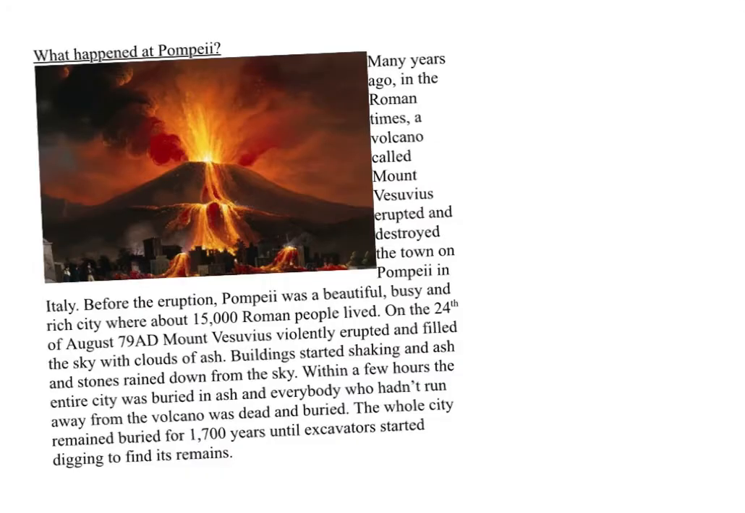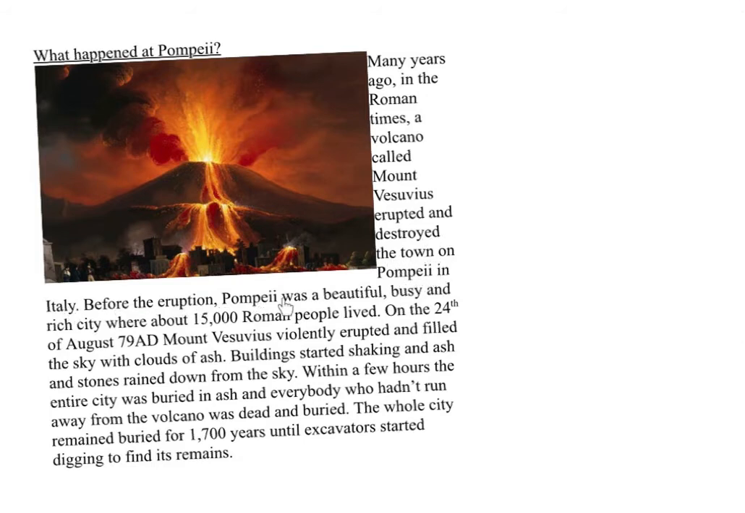So this section is all about the eruption at Pompeii, the story that we're going to start reading properly, the fiction one, tomorrow. But we already know what happens at Pompeii if you did your reading today and yesterday. What happened at Pompeii? Many years ago, in the Roman times, a volcano called Mount Vesuvius erupted and destroyed the town on Pompeii in Italy.